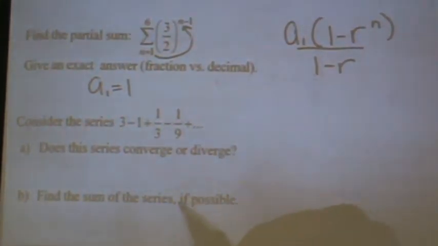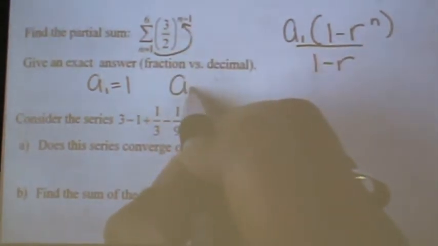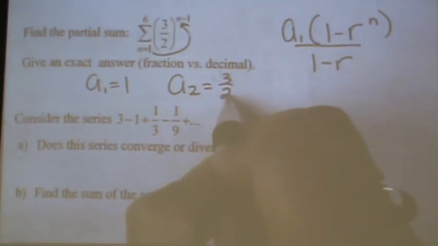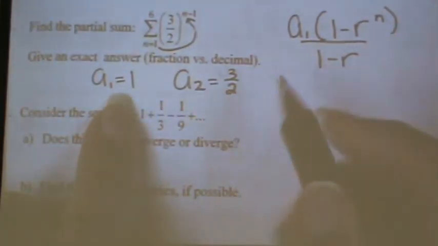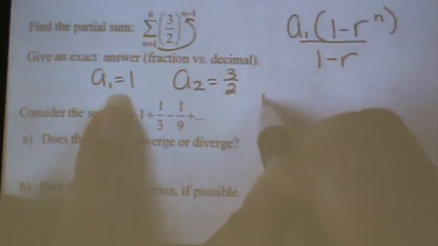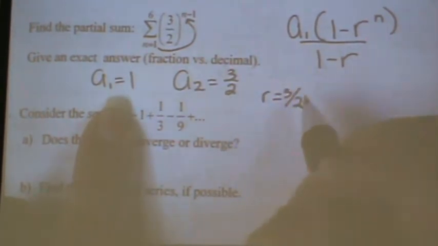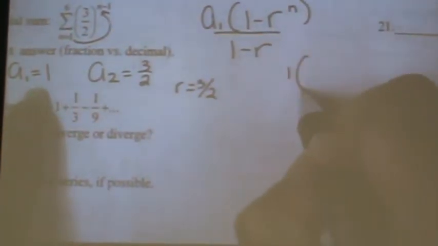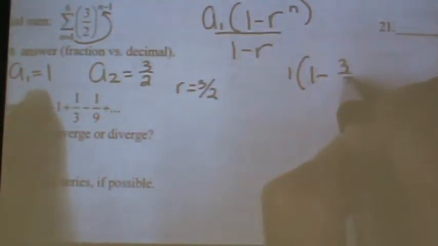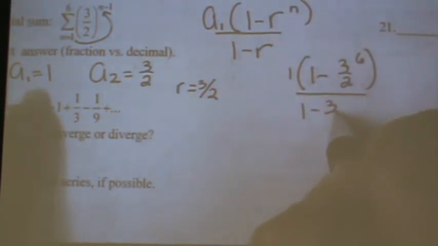Now, I don't know what R is yet, so I'm going to put a 2 in here. What's 2 minus 1? 1. What's 3/2 to the 1st power? It's 3/2. So to find the ratio, I take the 2nd term divided by the 1st term, so I get R is 3/2. So now I'm ready to go, I got everything. A1 is 1, and then 1 minus 3 halves, and I'm adding 6 terms together over 1 minus 3 halves.